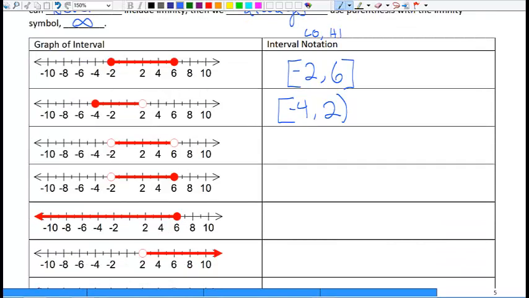On the next one, I want all the values from negative 2 to 6, so my endpoints are negative 2 and 6. My negative 2 has an open circle, so I'm going to use a parentheses on both of these. Now the next one is very similar. It's all the values from negative 2 to 6, but in this case, the first one has an open circle, so that's going to be a parentheses on the negative 2, and the 6 has a closed circle, which means it will have a bracket. You are allowed to have one of each.